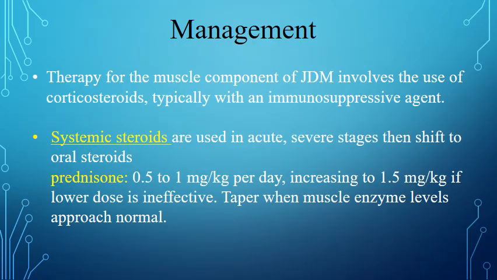نيجي بقى للمانجمنت بتاع JDM. The therapy for muscle components of JDM involves the use of corticosteroid, typically with an immunosuppressive agent. The systemic steroids are used in acute and severe stages, then shift to oral steroids. As prednisone, the dose is 0.5 to 1 mg per kg per day, increased to 1.5 mg per kg if the lower dose is ineffective. Taper when muscle enzymes approach normal.